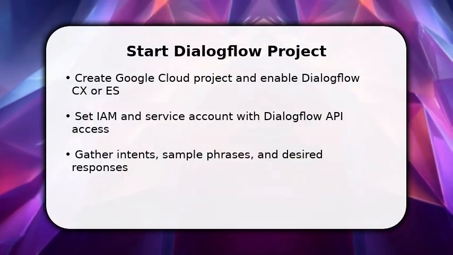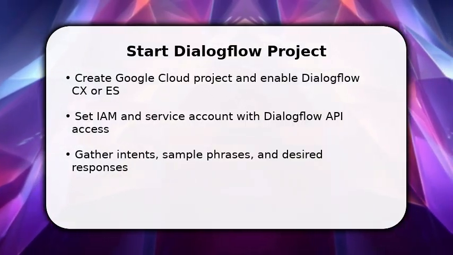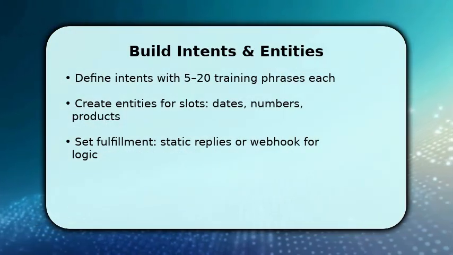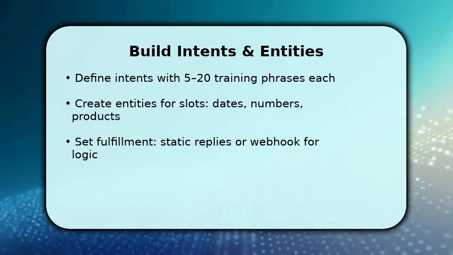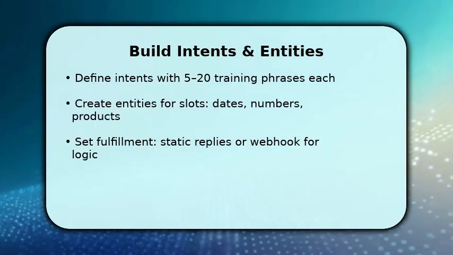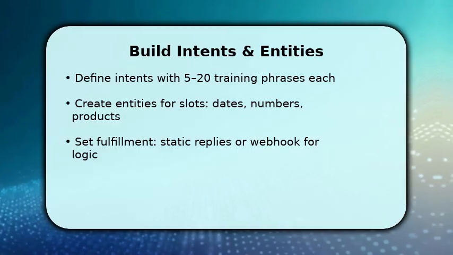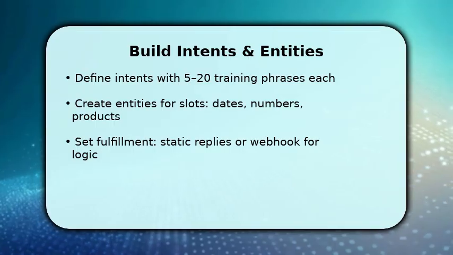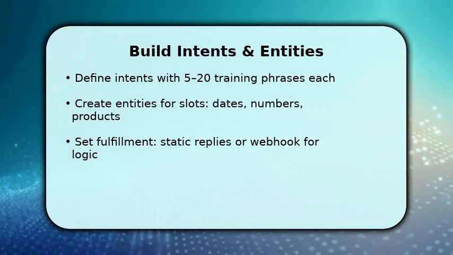Now, open the Dialogflow console and create your agent to start building. You now define intents and map entities so the agent understands meaning. Add 5 to 20 training phrases per intent and label the entity spans. This improves recognition. Then create entities for values you need, dates, numbers, SKU, so extraction is reliable.